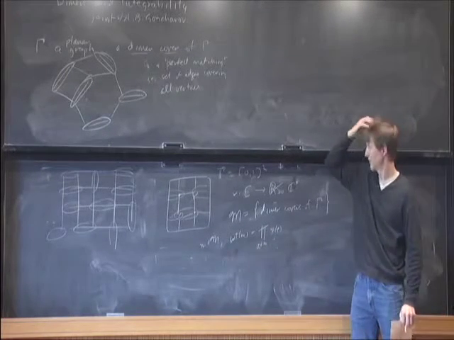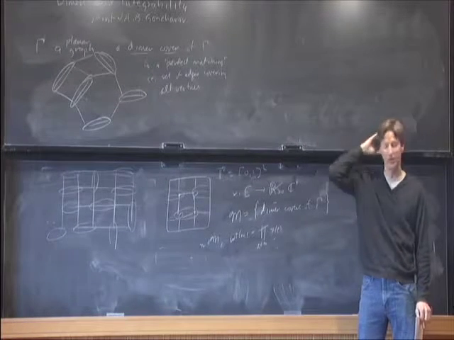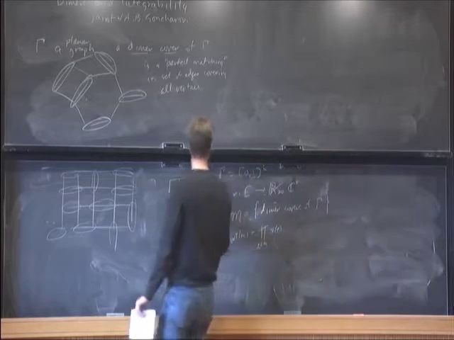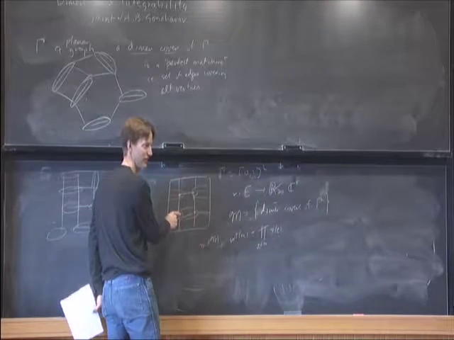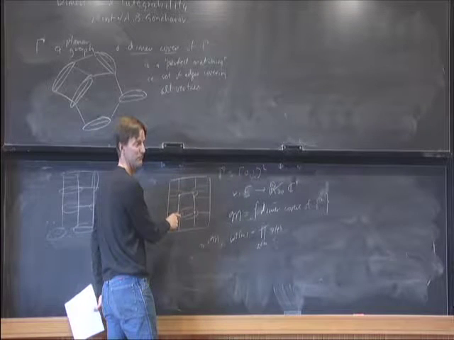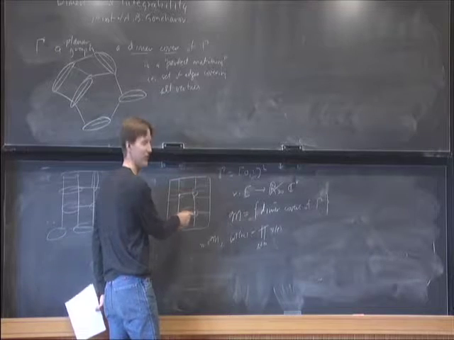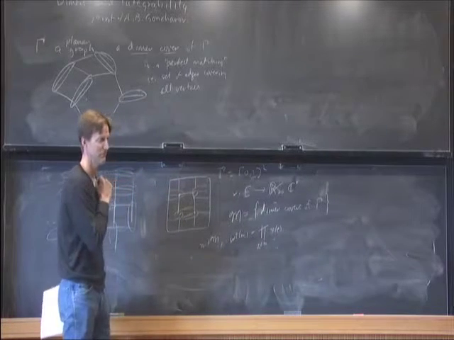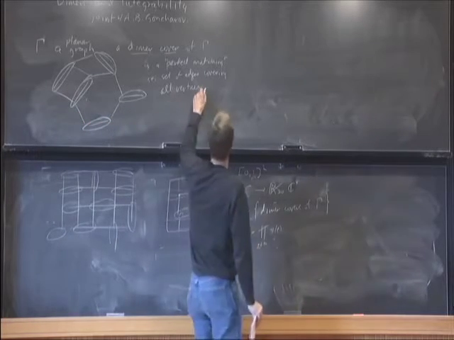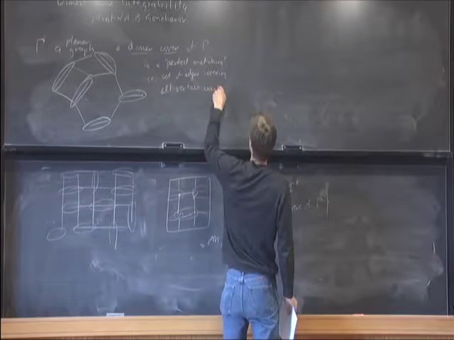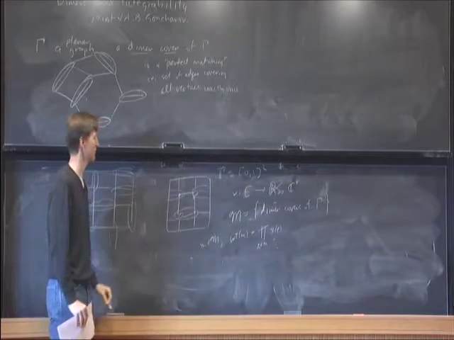So a dimer cover comes from upstairs, that's what you mean by a dimer cover on these. Right. A dimer cover is a dimer cover of the graph. It's just a collection of edges, a subset of the edges of this graph, such that each vertex is an endpoint of exactly one edge. Covering all the vertices exactly once. So each vertex is an endpoint of exactly one edge.